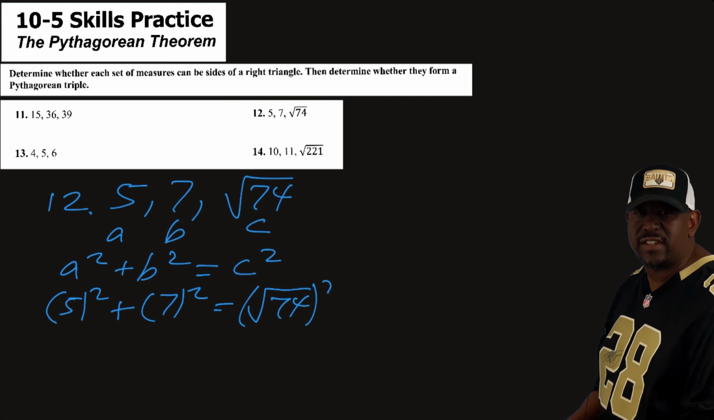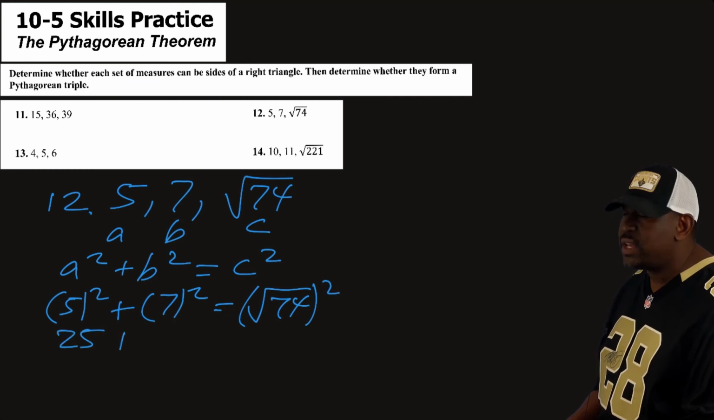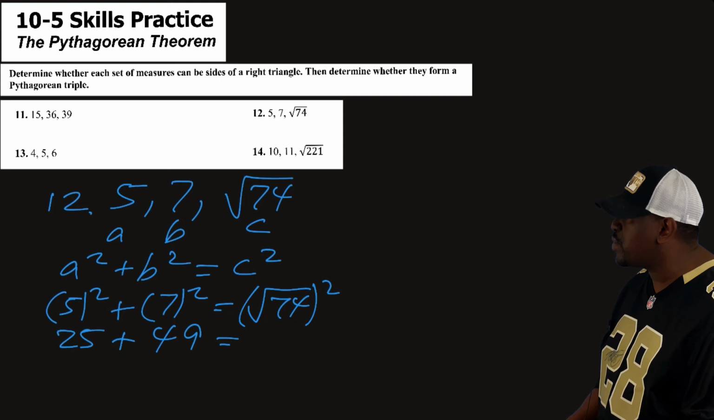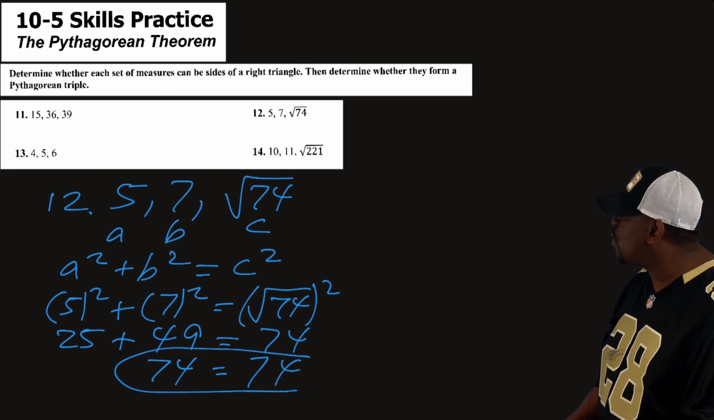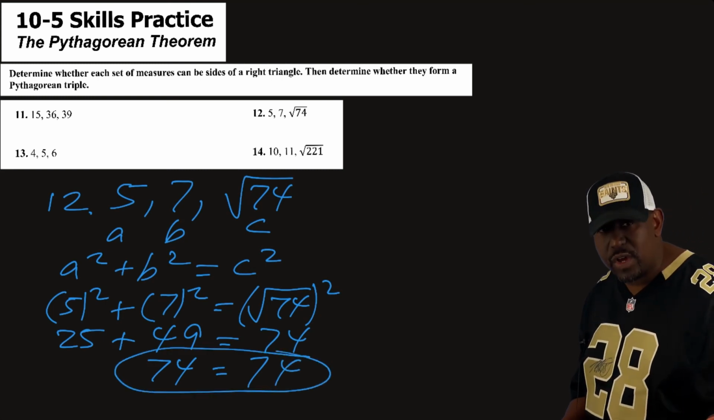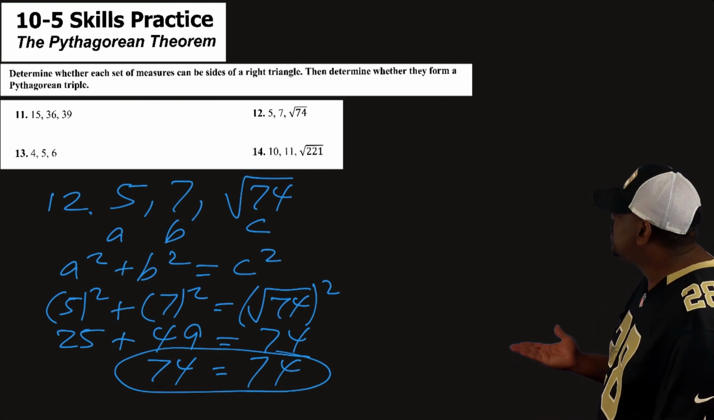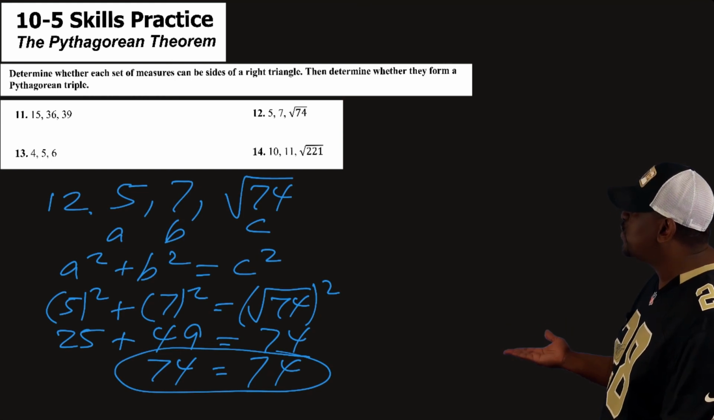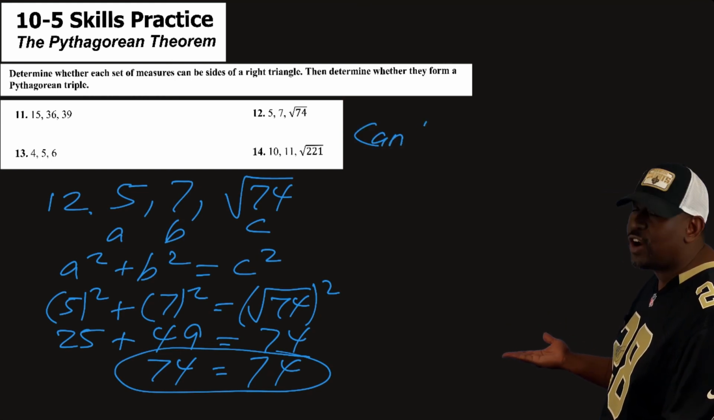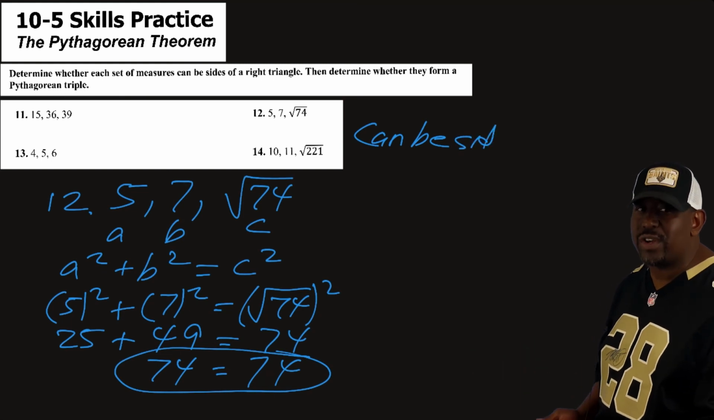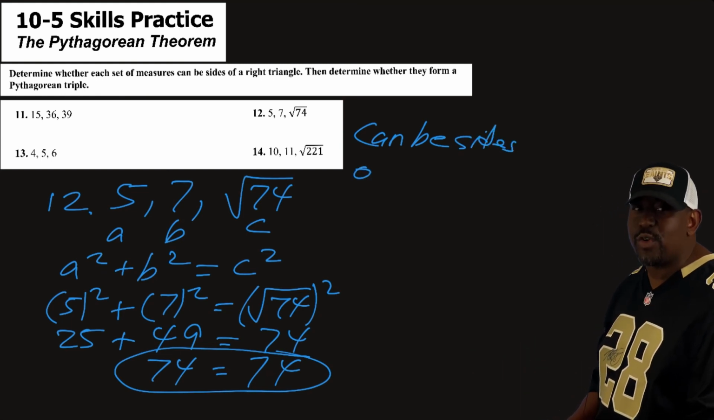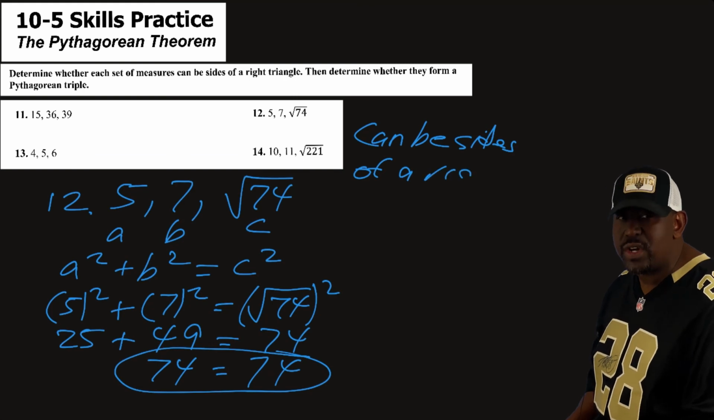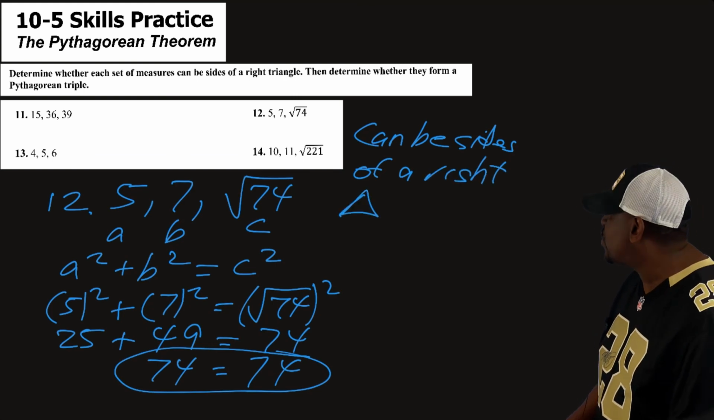We substitute that into the equation for the Pythagorean theorem, and we want to see if A squared plus B squared is equal to C squared. So we square 5, that's 25, 7 squared is 49, the square root of 74 squared is 74, so they're equal. So we know that these are the three sides of a right triangle. The question is, do they form a Pythagorean triple? Well, they don't, because the square root of 74 is not an integer. And so therefore, in order for it to be a Pythagorean triple, all three sides have to be integers or whole numbers.